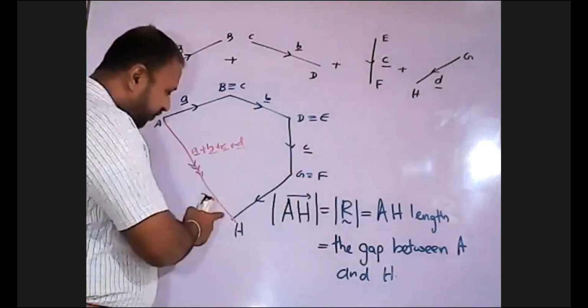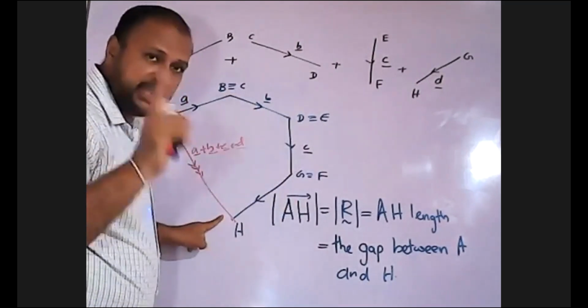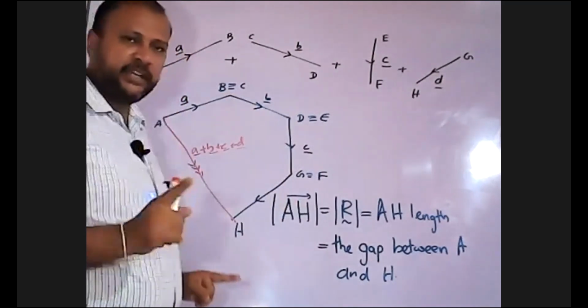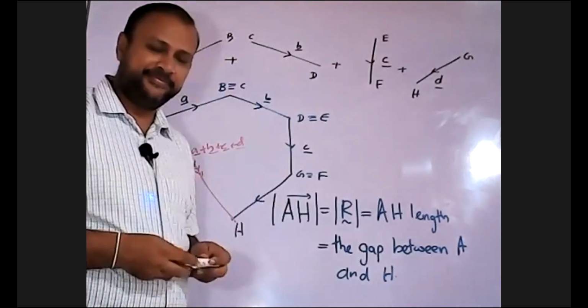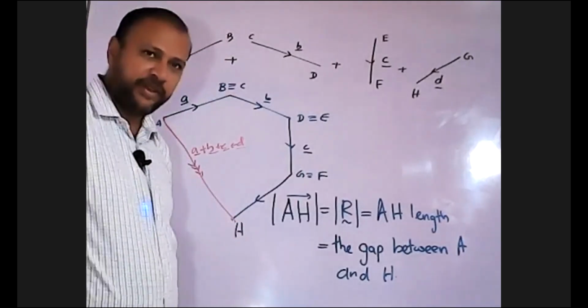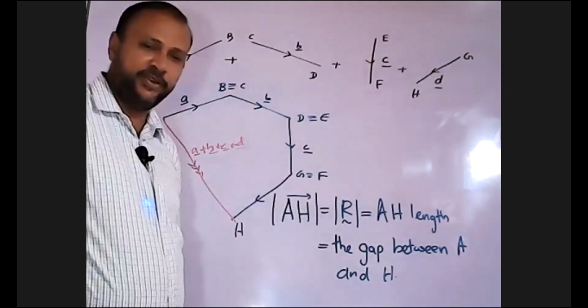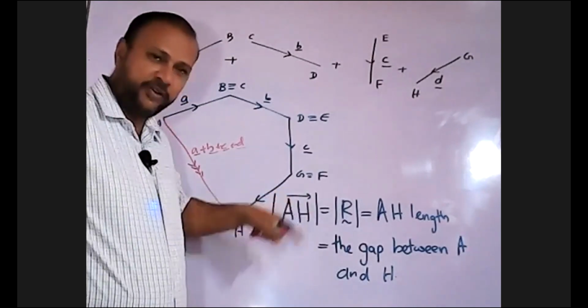So if the resultant vector of a vector system is 0, what will happen? Tell me. If the resultant vector is 0, then what will happen? You can think according to this.